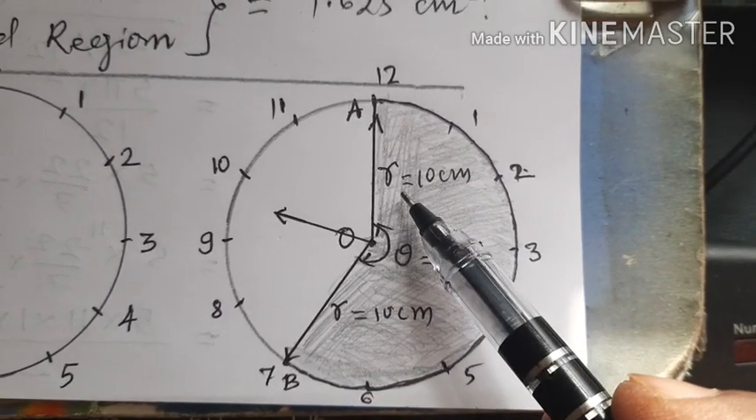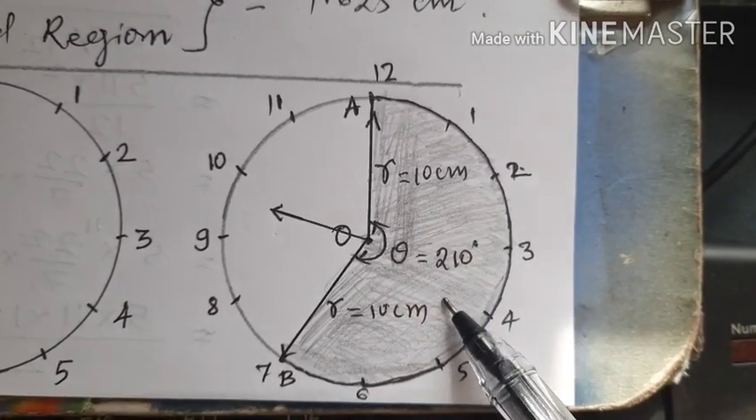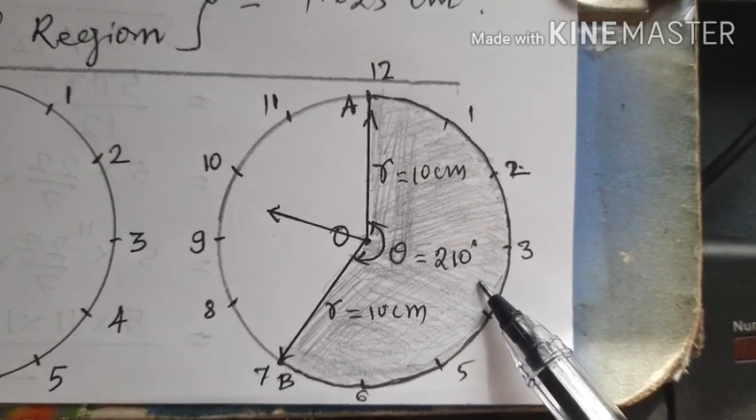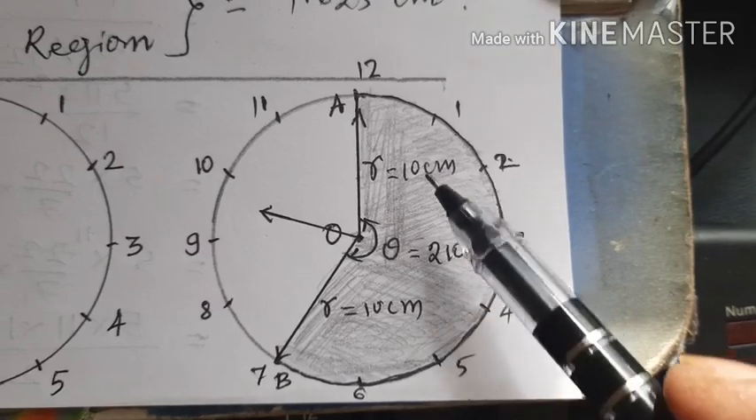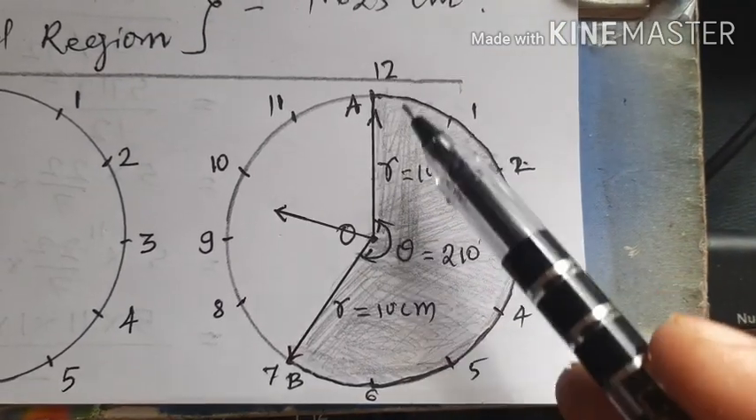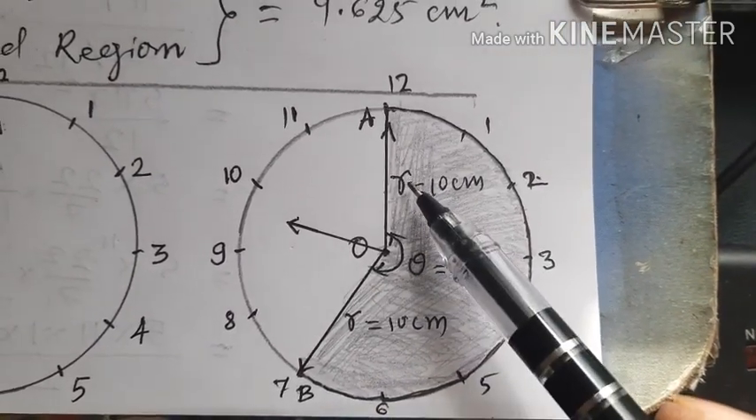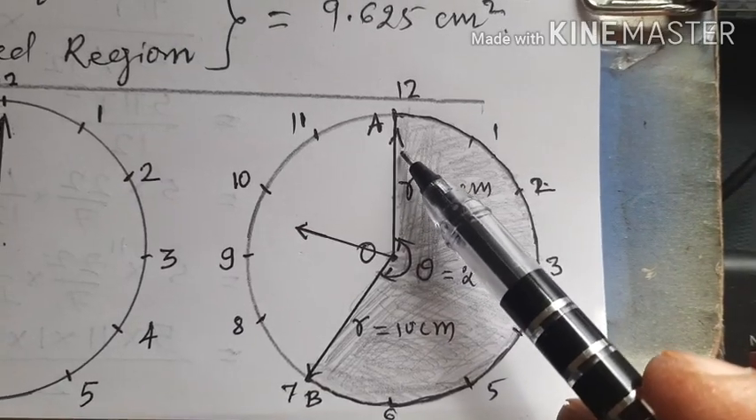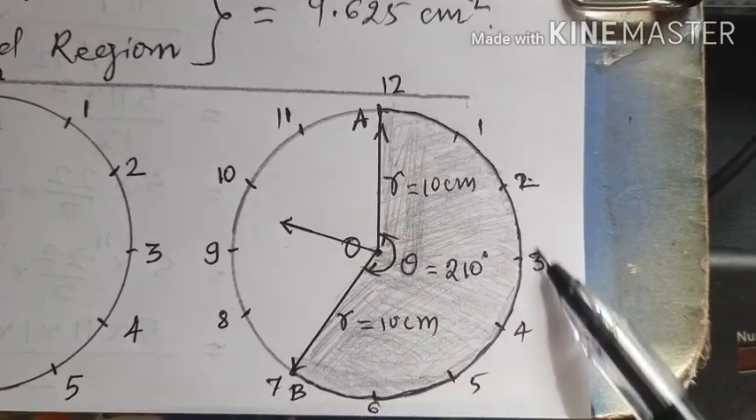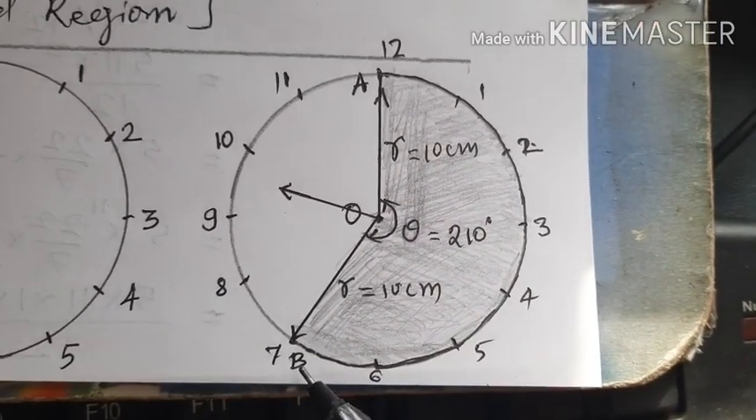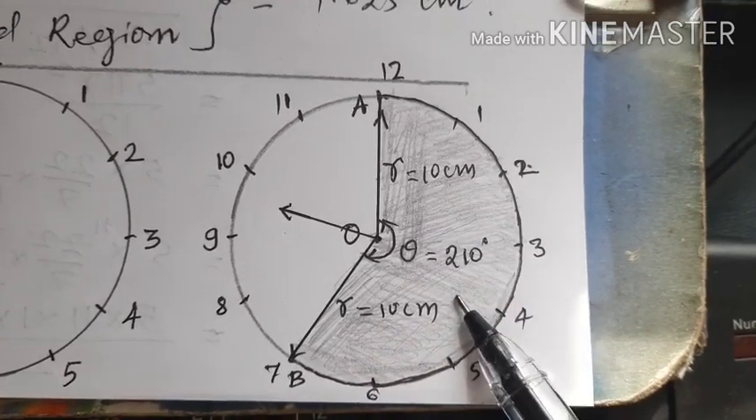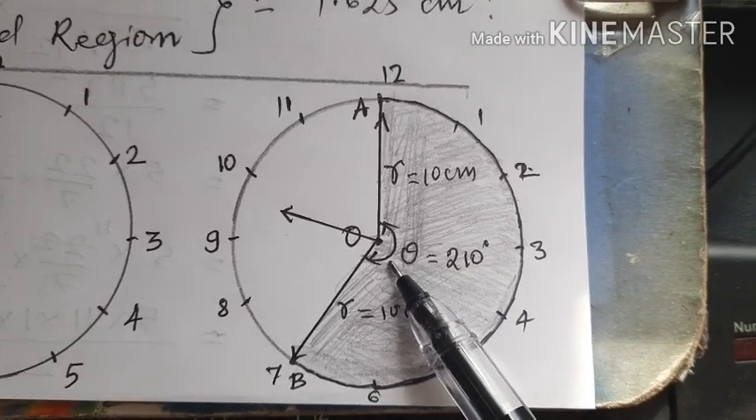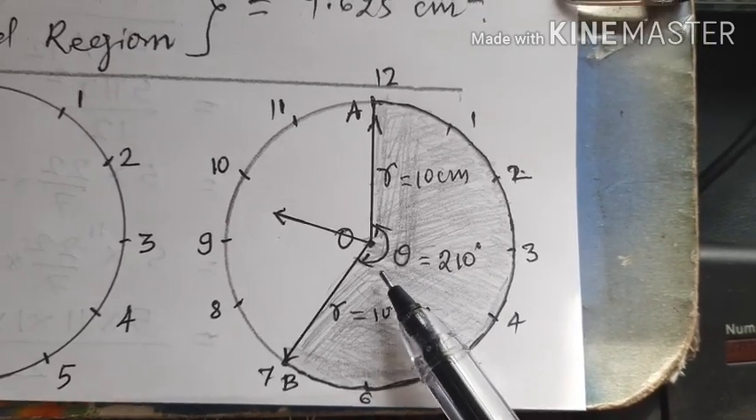Now we know the radius is 10 centimeters and the sector angle is 210 degrees. Now we can calculate the area swept by the minute hand of length 10 centimeters in moving from 9 a.m. to 9:35 a.m., by making a 210 degree sector angle. Let us calculate the area.